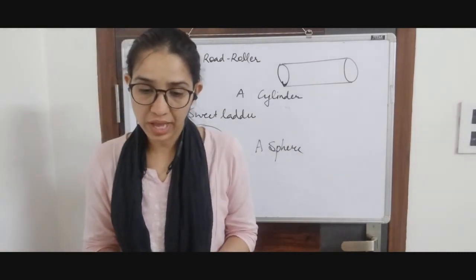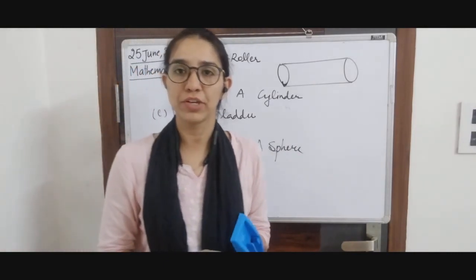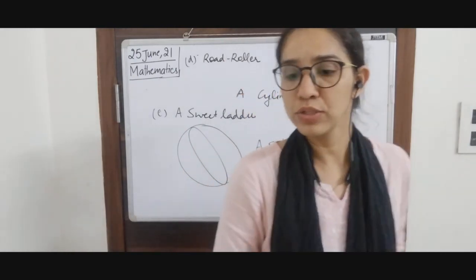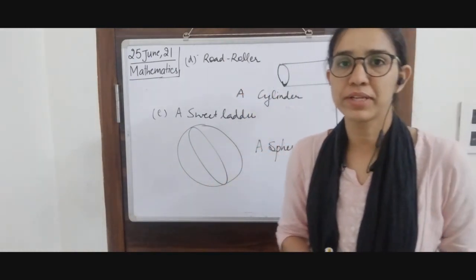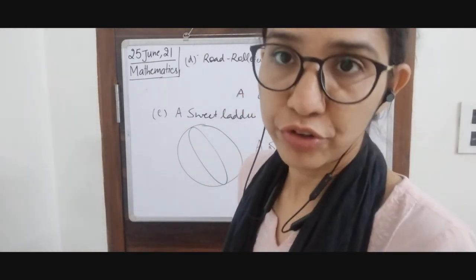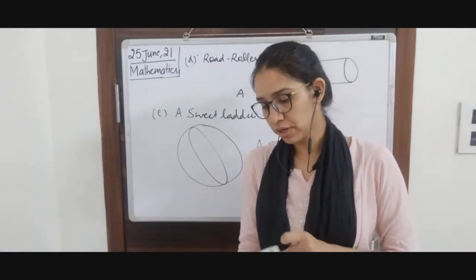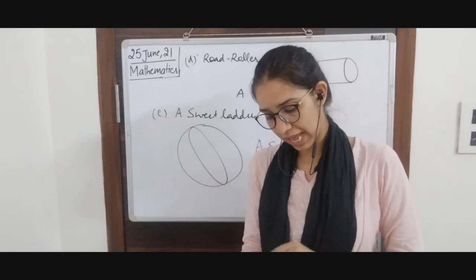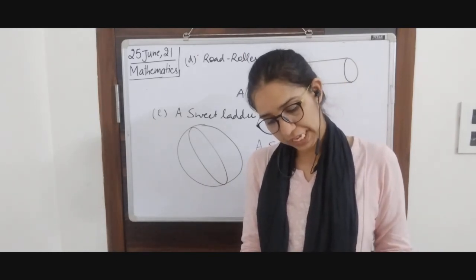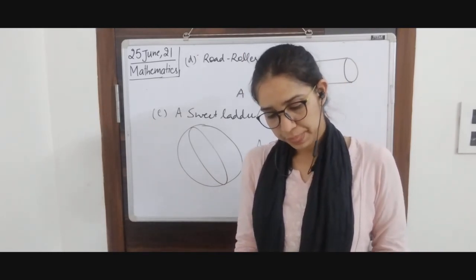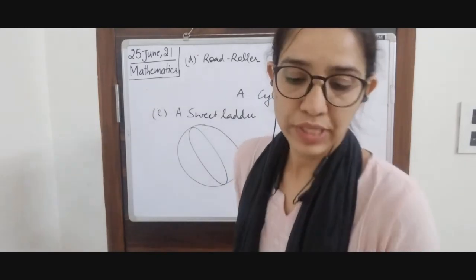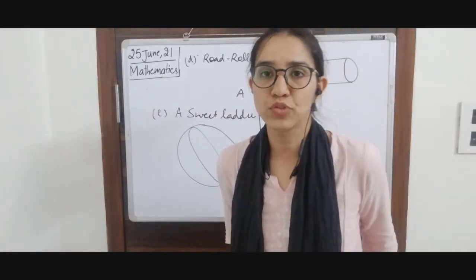So with this we have completed our three-dimensional shapes and also our chapter number 5, that is, understanding elementary shapes. In our next class we are going to discuss integers and applications of integers. So with this we are ending the class for today.